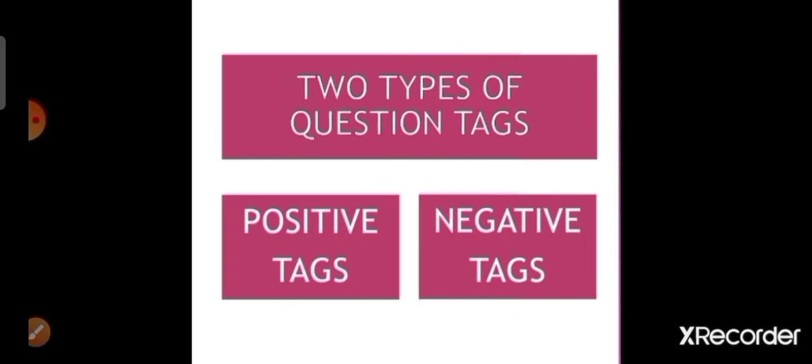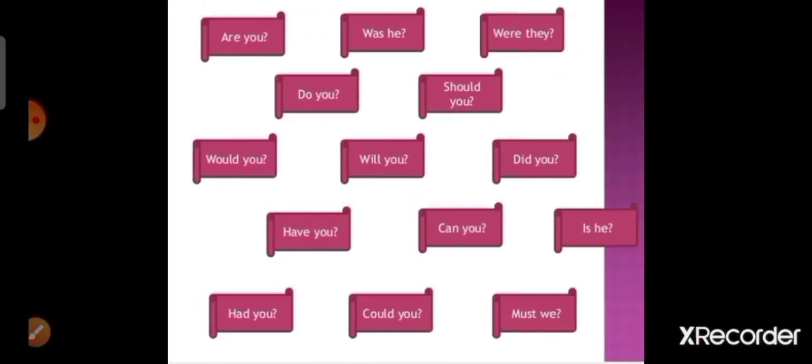Okay, let's see the two types of question tags. First one is positive tags and the second one is negative tags. Let's see the first one, positive tags. What are positive tags? Are you? Do you? Will you? Can you? Must we? And so on. These are all positive tags.